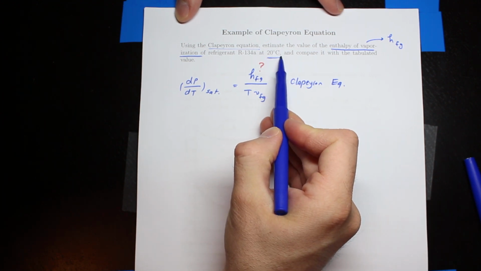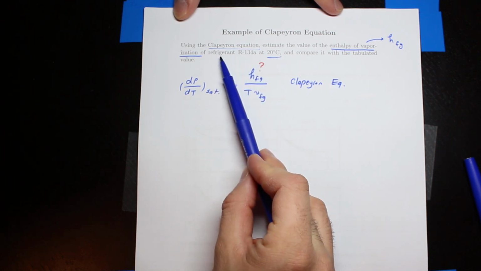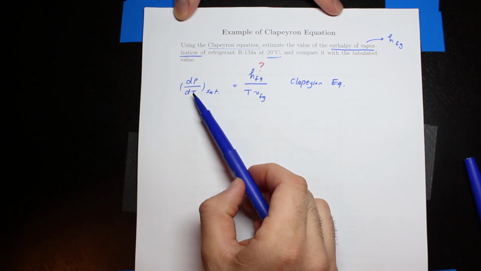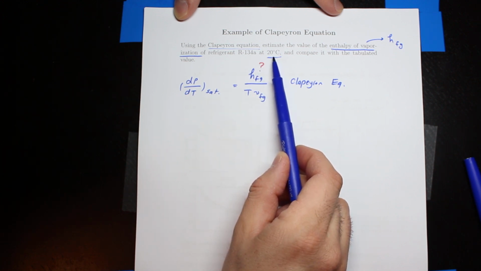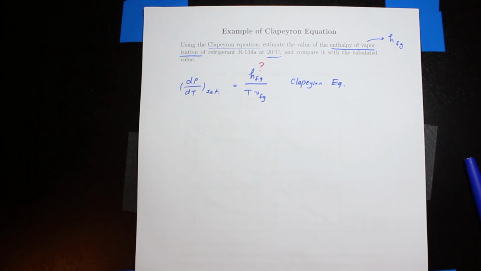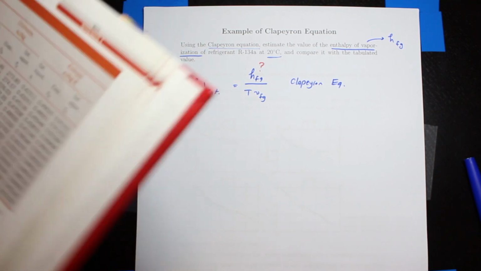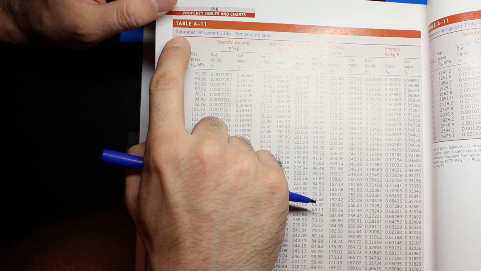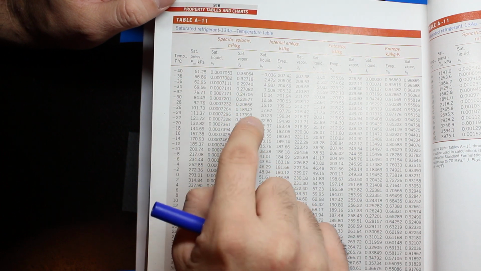The temperature is given at 20 degrees C. What I'm going to do is go to the correct table which has information for this refrigerant, and read the pressure as well as the temperature for temperatures before and after 20 degrees C. Depending on the textbook that you're using, but in the textbook that we use, if you go to table A11, table A11 lists the properties for saturated refrigerant R134a. This is exactly what we have in this problem.